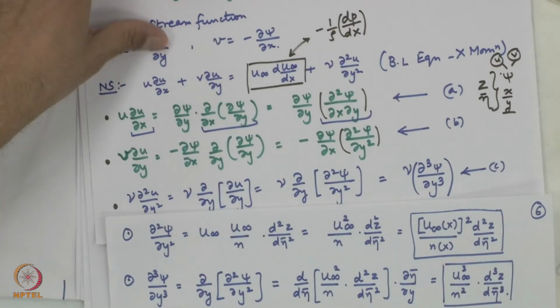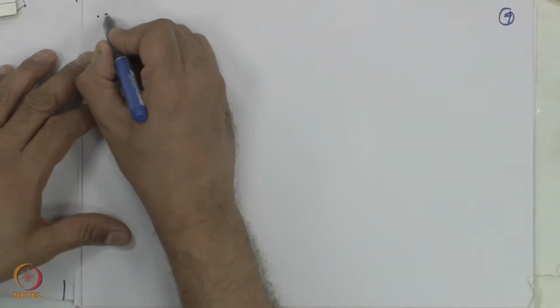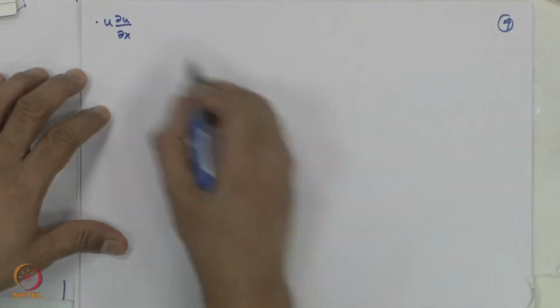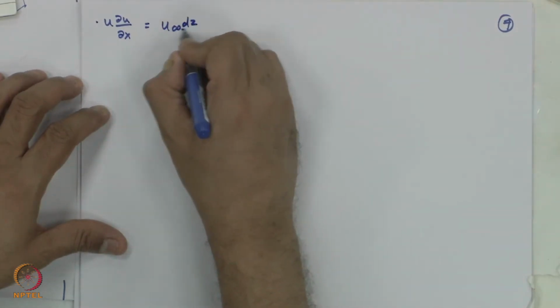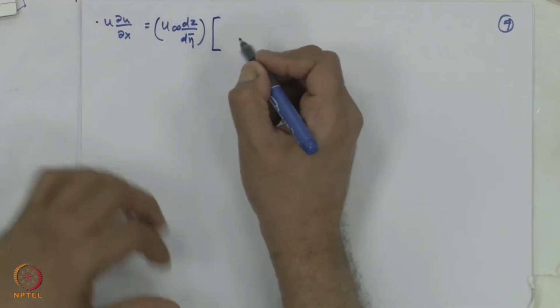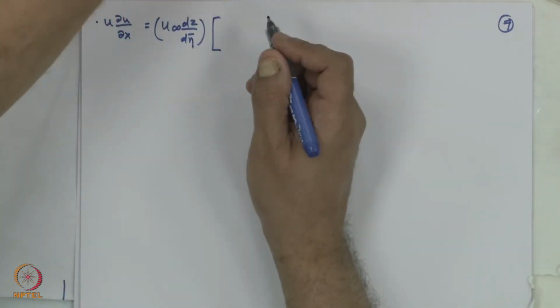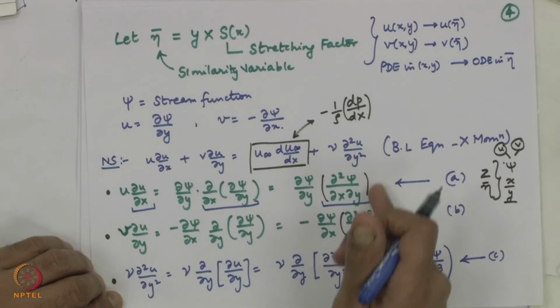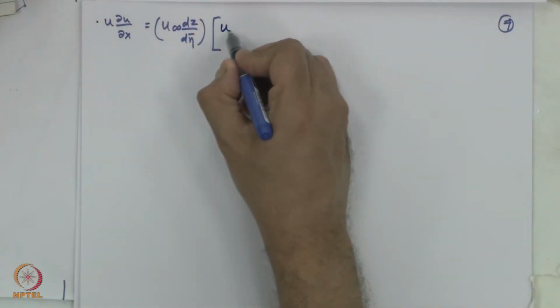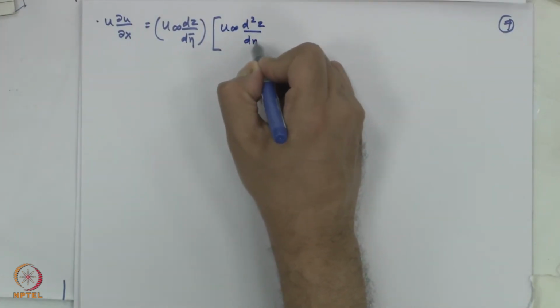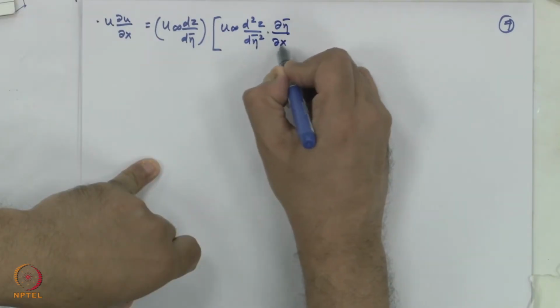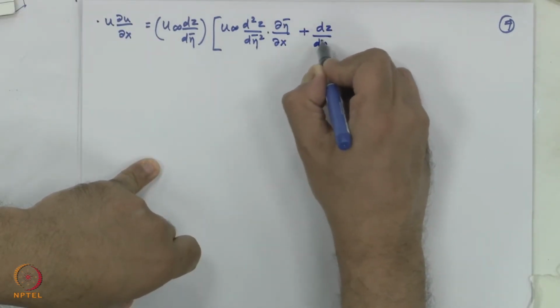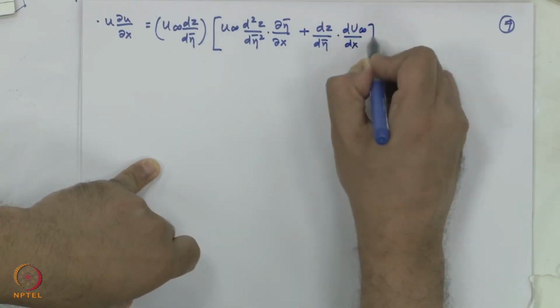Now, finally, u into du dx. So, u du by dx is nothing but u infinity dz by d eta bar. This is for my u, and du dx was nothing but d squared psi by dx dy, this bracket. D squared psi by dx dy has been written by me here as u infinity d squared z by d eta bar squared d eta bar by dx plus, I am merely copying it from the previous slide, du infinity by dx. This is the first term.